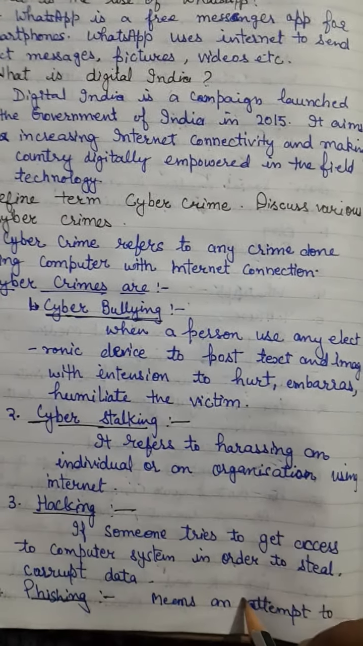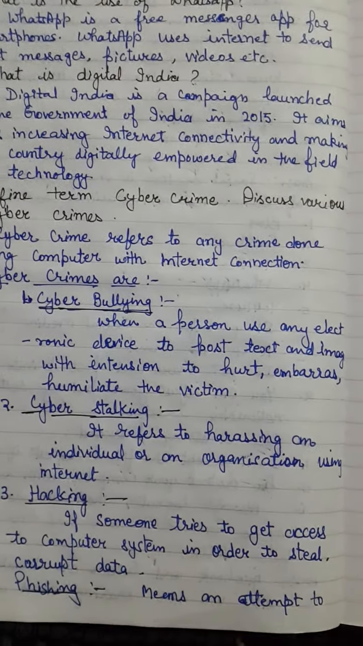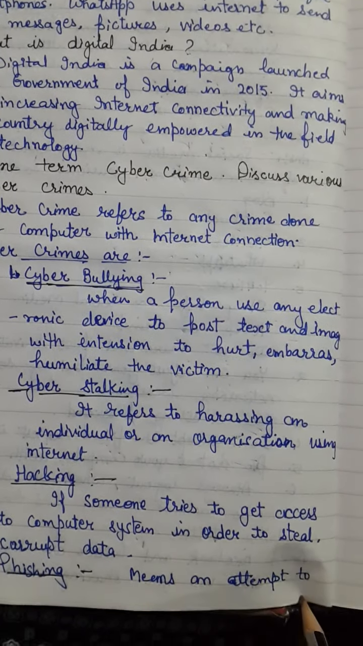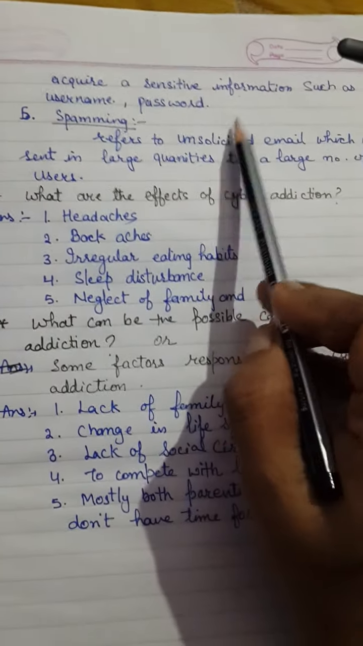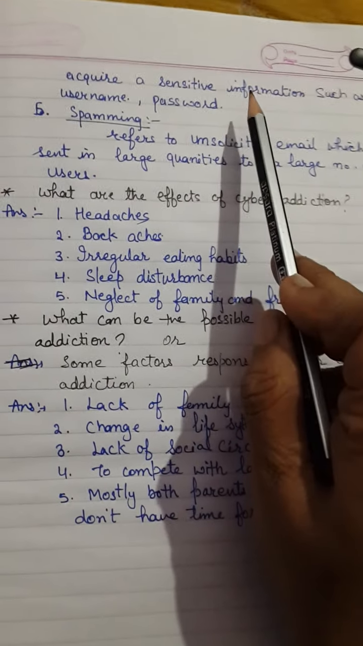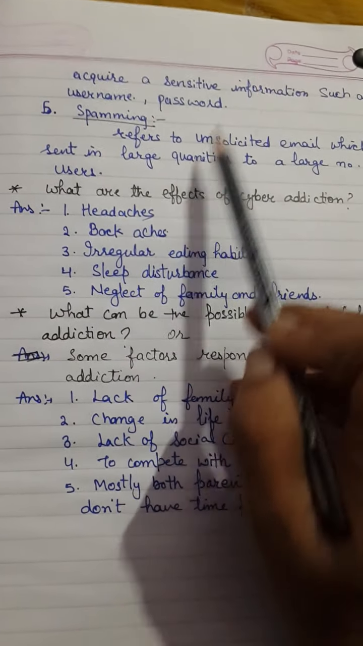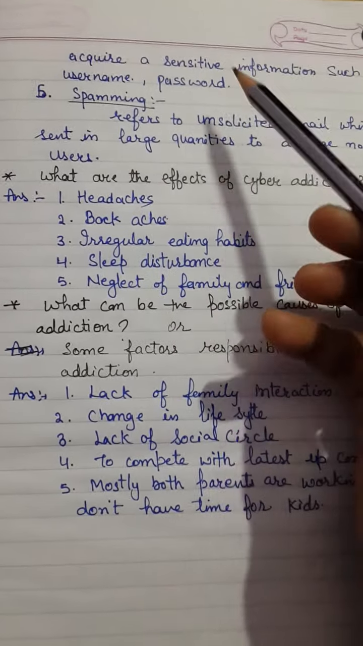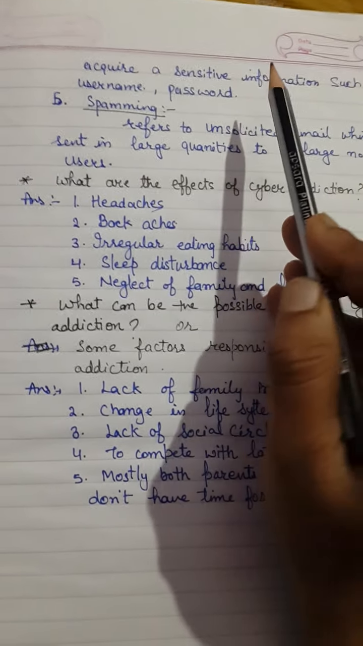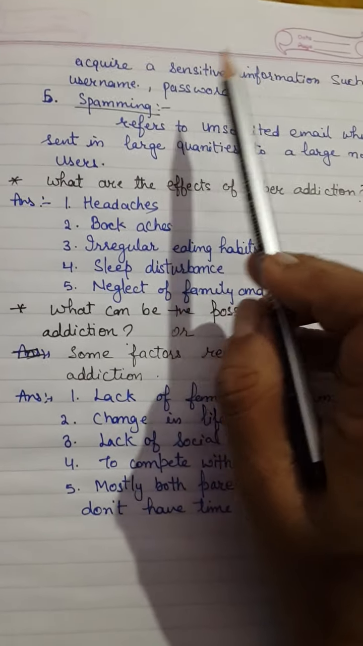Okay, now phishing. What is phishing? It means an attempt to acquire sensitive information, your private and important information, to be stolen by any unauthorized person. That is called phishing.